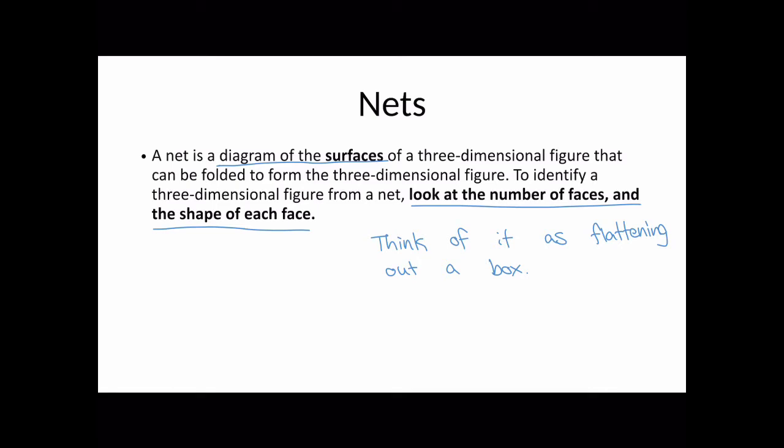So the way that I think about a net is flattening out a box all the way down, breaking down the sides, laying it out flat on the ground, and that way you can actually see how you form the box itself. That's what I think about when I think of a net. I don't think of it so much as just taking it apart, but taking it apart completely and flattening it out as much as possible on the ground. And that way you can see every single face of the net. So that's what it is.